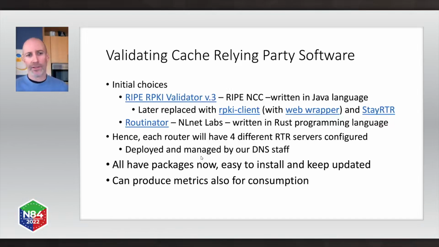that's called Stayrtr. And then the other package we used was Routinator, which comes from NLnet Labs, and it's written in the Rust programming language, and that's kind of an all-in-one validator and RTR server. So again, RPKI client does the validation, Stayrtr does the RTR part. But we have these two packages, and hence each router would have 4 different RTR servers configured.